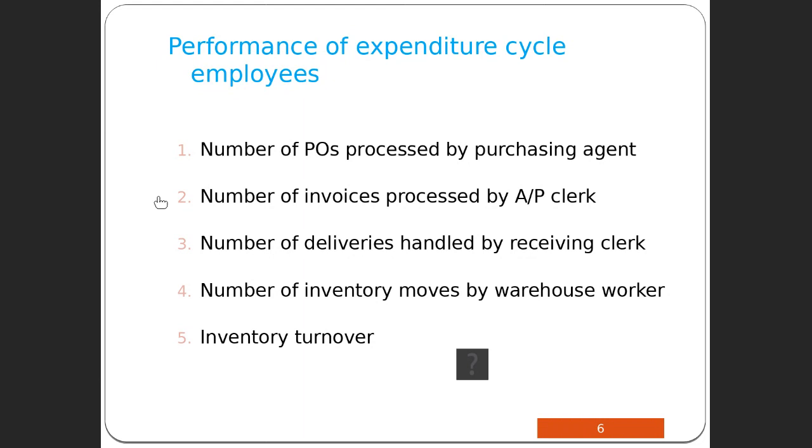Number 2, number of invoices processed by the accounts payable clerk. Same concept here. How many bills are processed and how many of them are processed accurately? So you want them to be processed quickly but accurately.